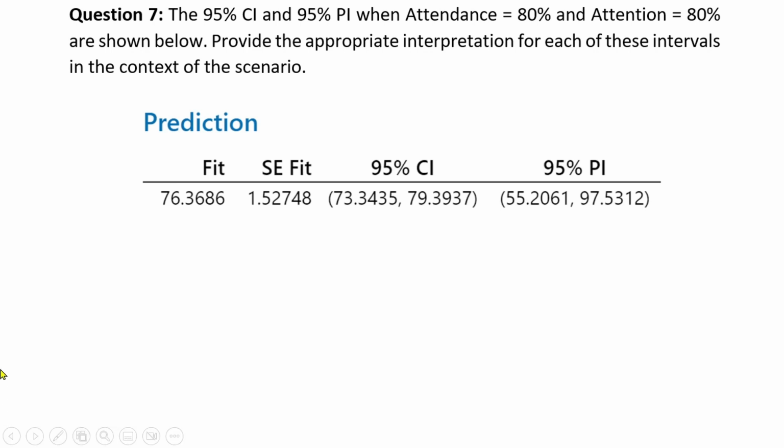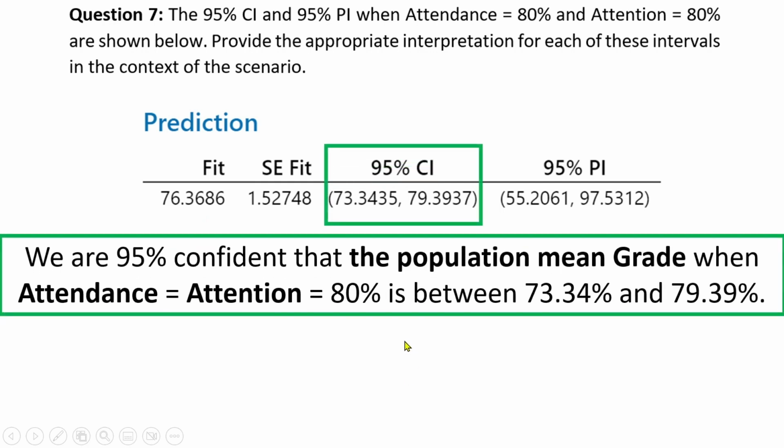So this same fitted value applies to both scenarios, when we're looking at a population mean response and an individual response. But what this point estimate cannot tell you is the difference in the uncertainty in those two scenarios. So here we have our 95% confidence interval for the population mean response. We are 95% confident that the population mean grade when attendance and attention are both 80% is between about 73.34% and 79.39%.